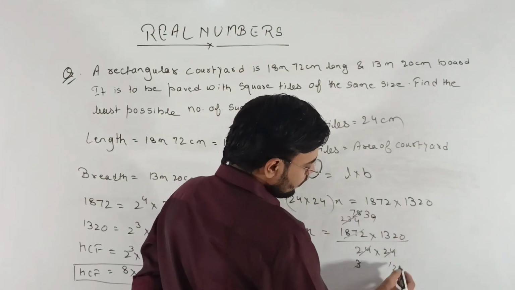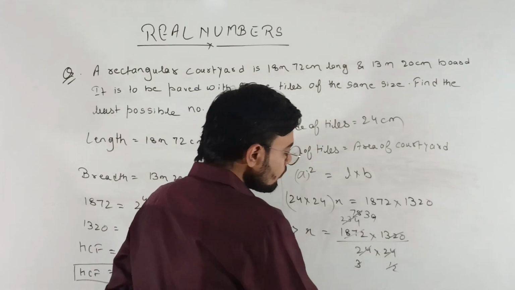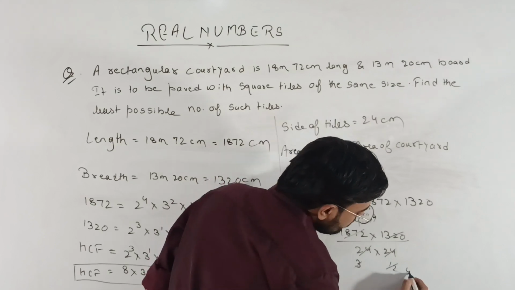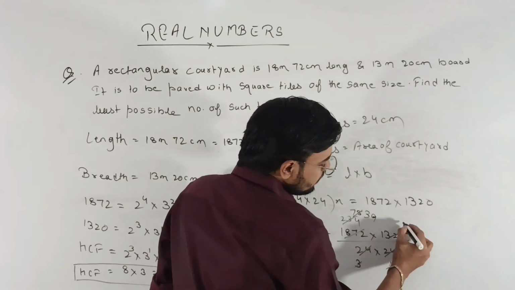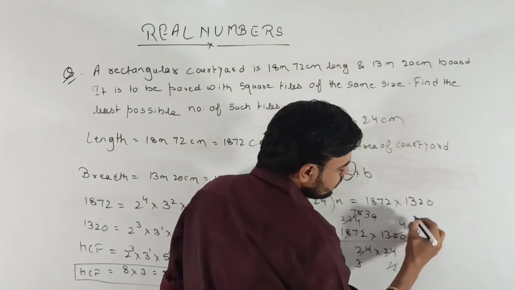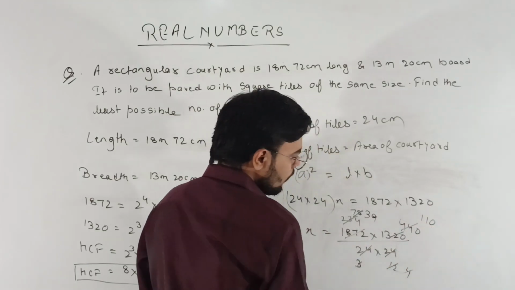Okay. Now this one, 1320 and 12 is cancelled by 3. 4 3s is 12, and 1 2 divided by 3 is 4. 1320 by 12 is 110. 440 divided by 4 is 110.